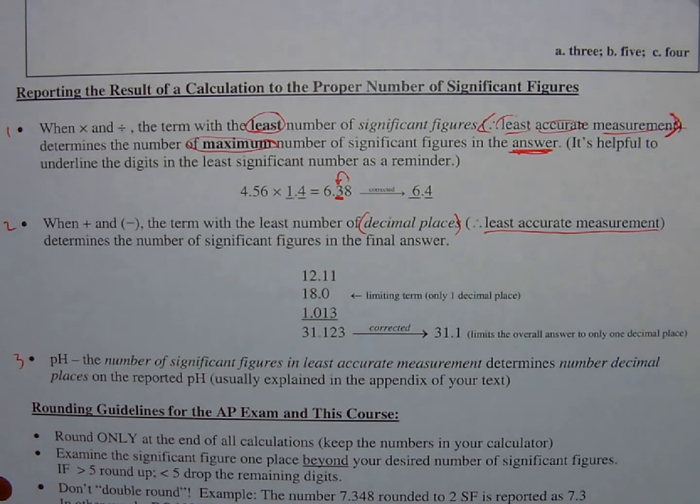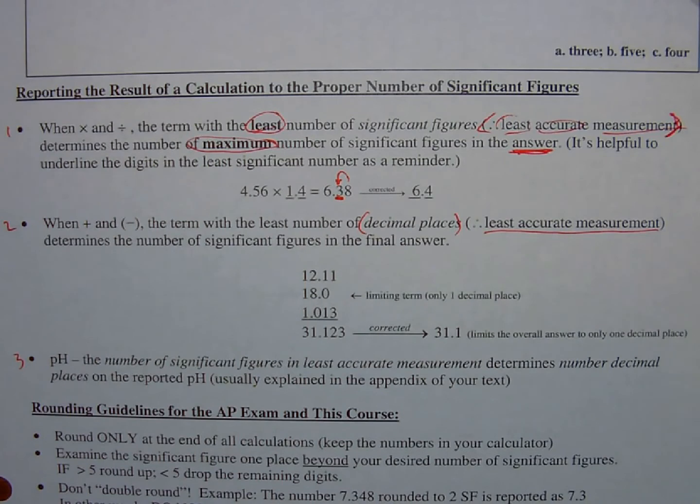And we'll see in both of these situations, we're really just trying to find the least accurate measurement. That's really what we're looking for. Because our answer can't be more accurate or more precise than our least accurate or least precise measurement is the rule we're going for here.